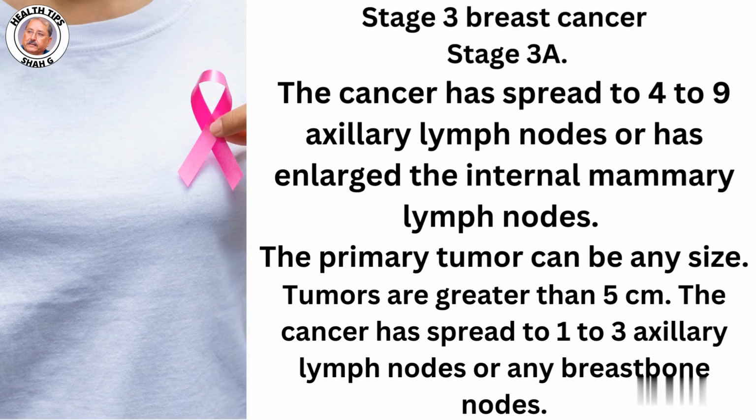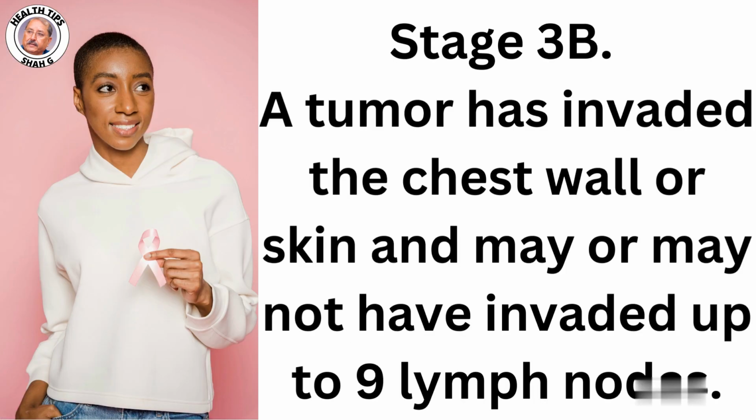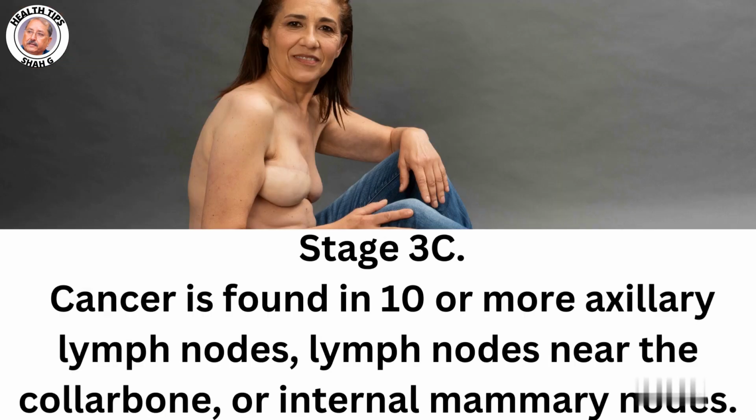Stage 3, breast cancer stage 3A: the cancer has spread to 4 to 9 axillary lymph nodes or has enlarged the internal mammary lymph nodes. The primary tumor can be any size. Or tumors are greater than 5 cm and the cancer has spread to 1 to 3 axillary lymph nodes or any breastbone nodes. Stage 3B: a tumor has invaded the chest wall or skin and may or may not have invaded up to 9 lymph nodes. Stage 3C: cancer is found in 10 or more axillary lymph nodes, lymph nodes near the collarbone, or internal mammary nodes.